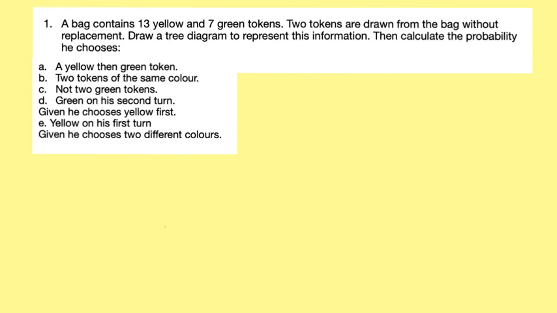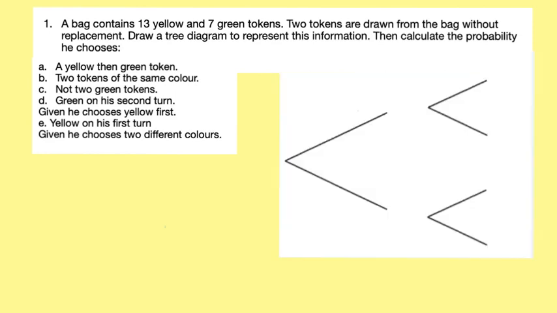The first thing we need to do is draw our tree diagram. Here's our tree diagram drawn for 2 events. Now let's fill in the relevant information. In the first choice we could pick a yellow or a green token. If we pick yellow, on the second choice we could still pick yellow or green. If we pick green on our first choice, we could still pick yellow or green for our second choice.